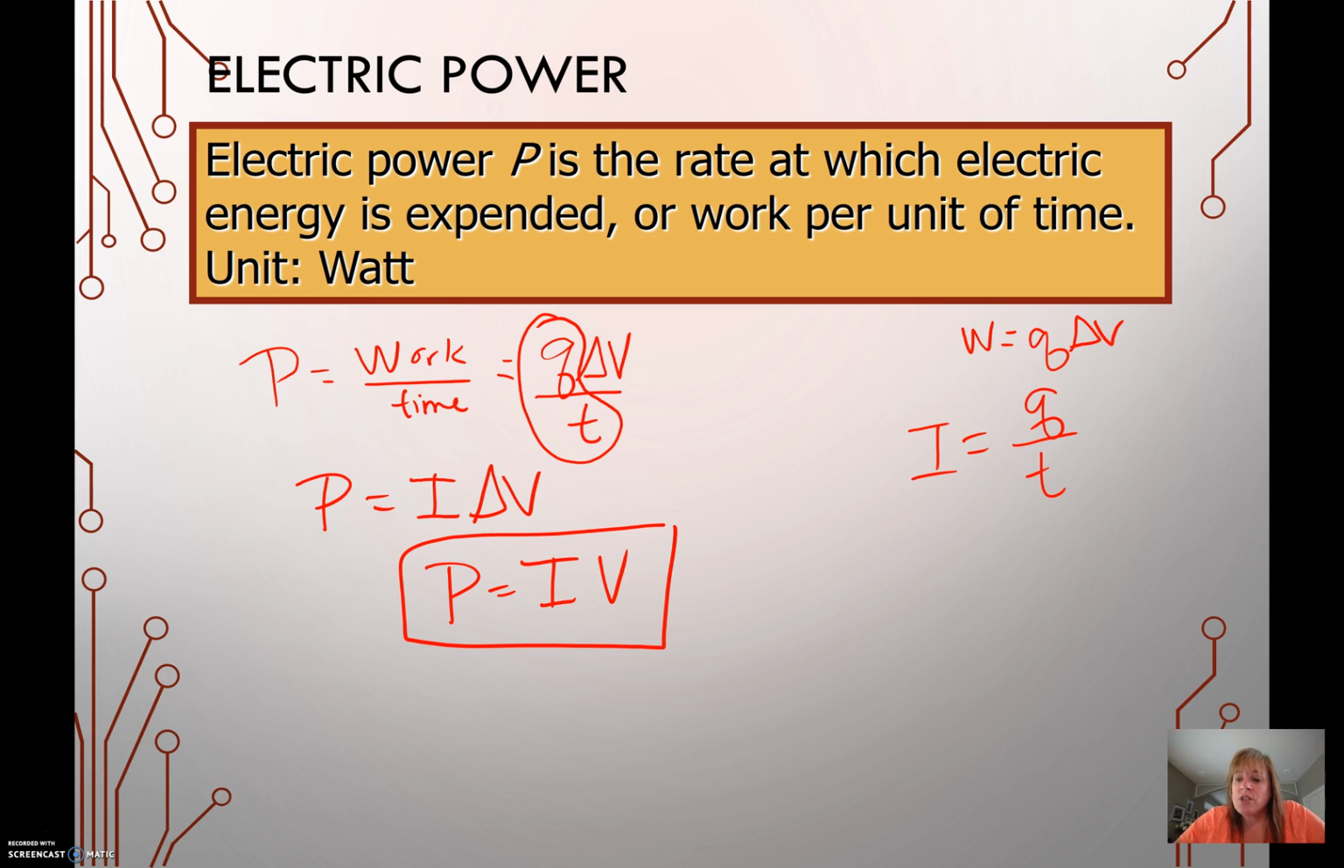So when I have a resistor, a bulb, any sort of resistor, the power I'm expending, that electrical energy I'm expending, is actually thermal energy, heat.